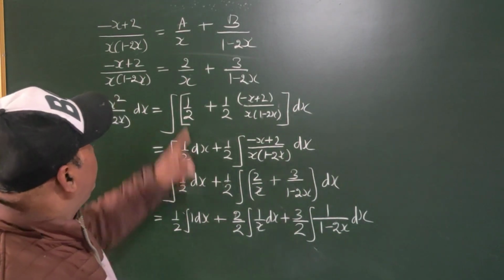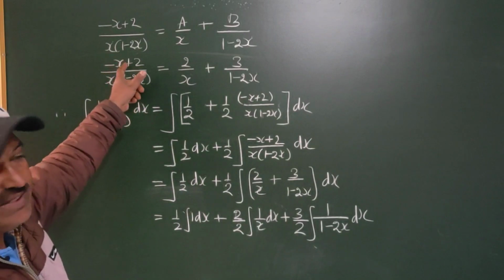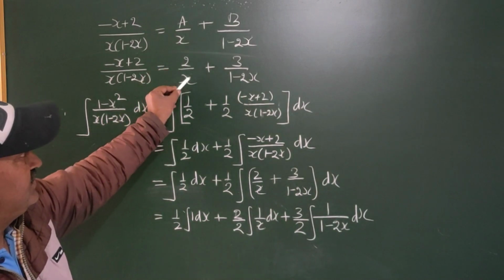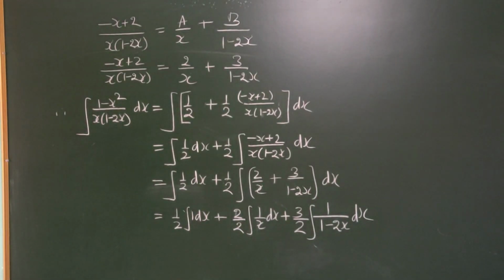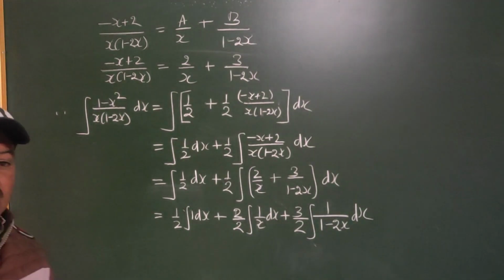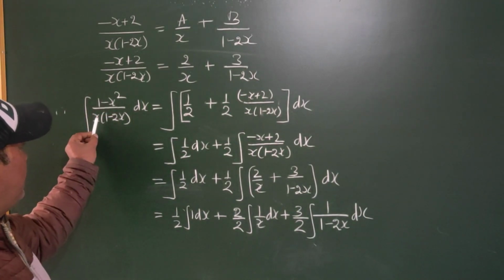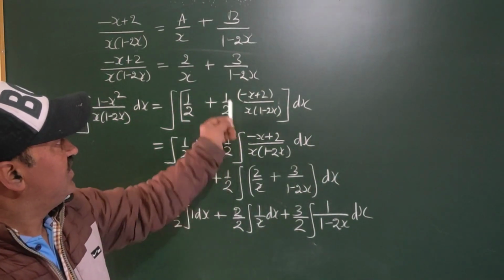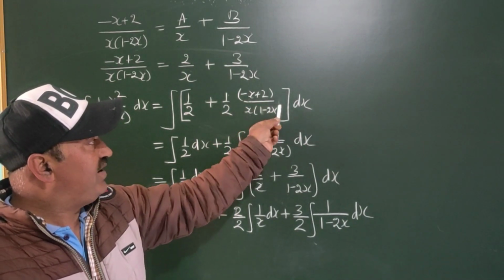Now putting the value of a equal to 2 and b equal to 3, we get (-x + 2)/(x(1 - 2x)) is equal to 2/x + 3/(1 - 2x). Therefore, our question becomes the integration of (1 - x^2)/(x(1 - 2x)) dx is equal to 1/2 + 1/2 into (-x + 2)/(x(1 - 2x)) dx.